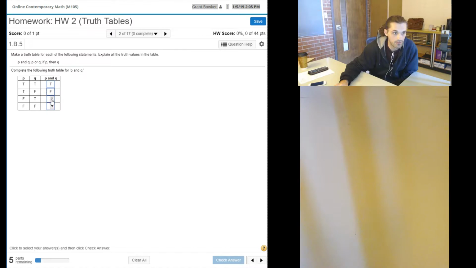The third row, P is false, Q is true, so the and statement is false. Again, an and statement is only true when both pieces are true. Otherwise, it's false. An and statement is true if and only if both pieces of that and statement are true.